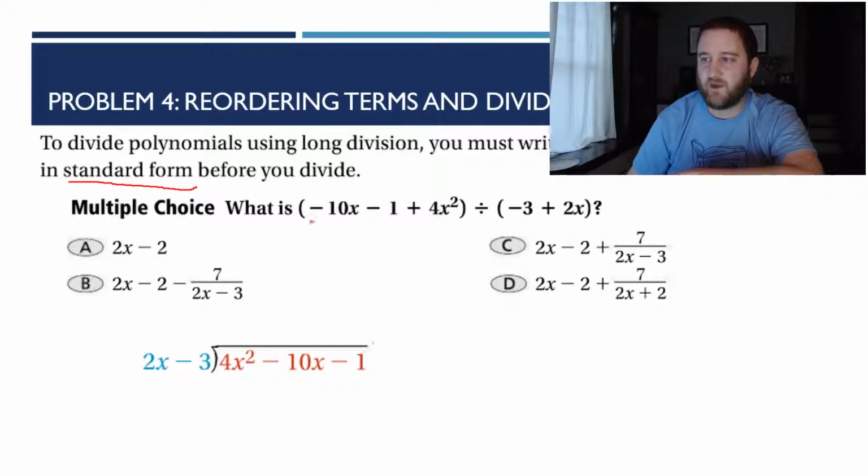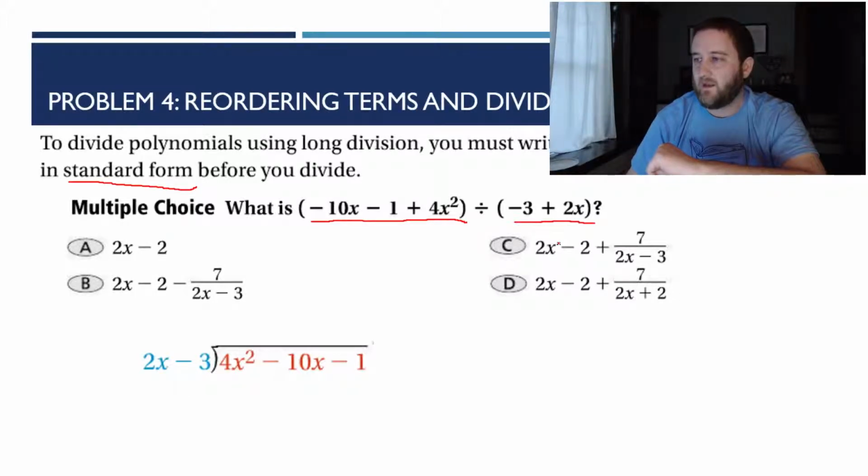So this says, what is negative 10x minus 1 plus 4x squared divided by negative 3 plus 2x? You want to rewrite them in standard form first. So the trinomial here written in standard form is 4x squared minus 10x minus 1. And then the binomial written in standard form is 2x minus 3. Now we're just going to divide it like we did before.